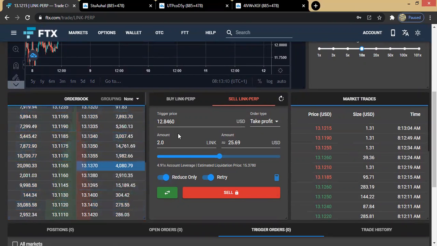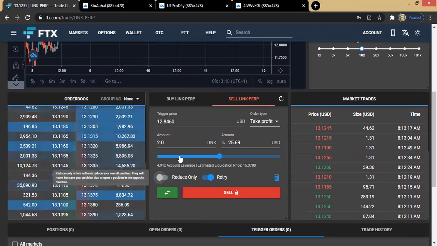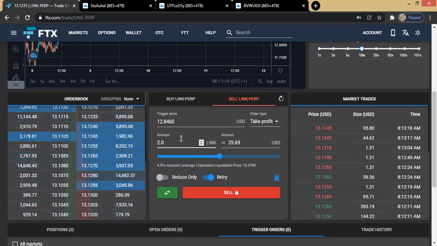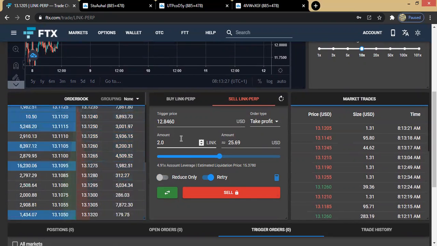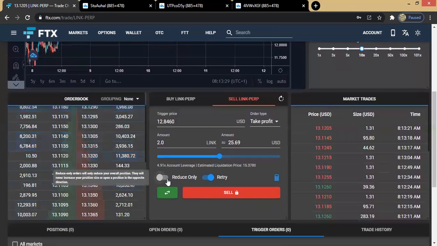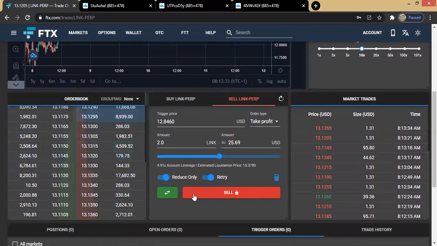Reduce only means if it gets here, reduce it for me. Don't open another position. If you do it and you didn't click on reduce only, if it gets here, it will open another position for you. So you wouldn't really want to take that kind of risk. We want to mitigate against such eventual happenings by clicking on reduce only, so that once it gets there, it will close the trade for you. Your profit will be there for you. Nothing will happen to it.